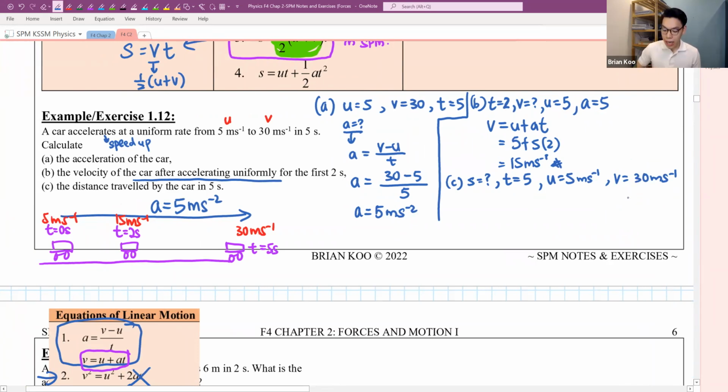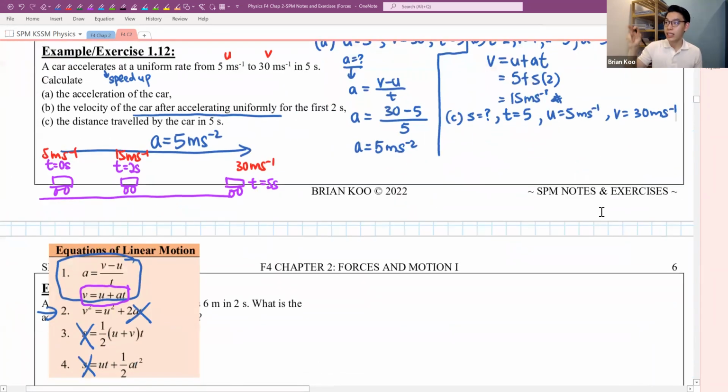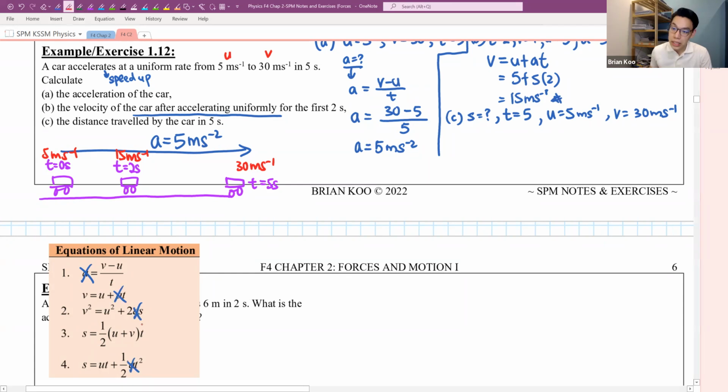Let's say in my equation, I got S, T, U, V. So you look at the equation, got S, got T, got U, got V. And all these things got A, which I also don't have, so I don't want the A. Which equation? Equation number 3.